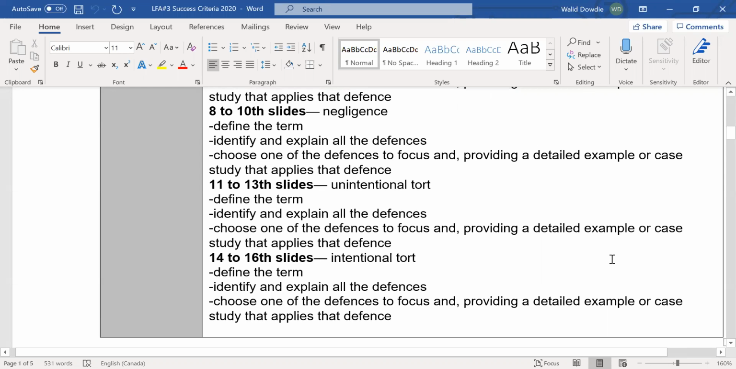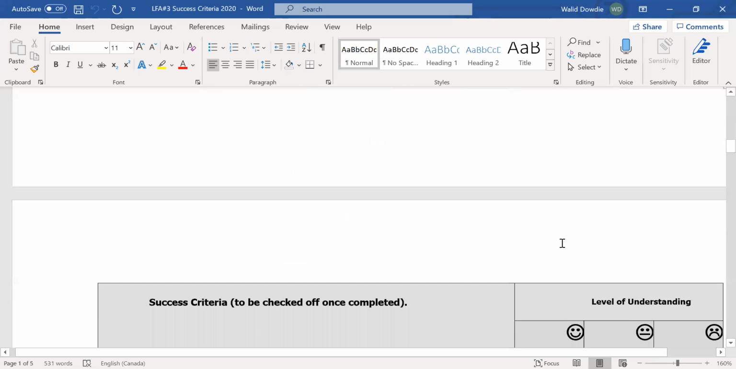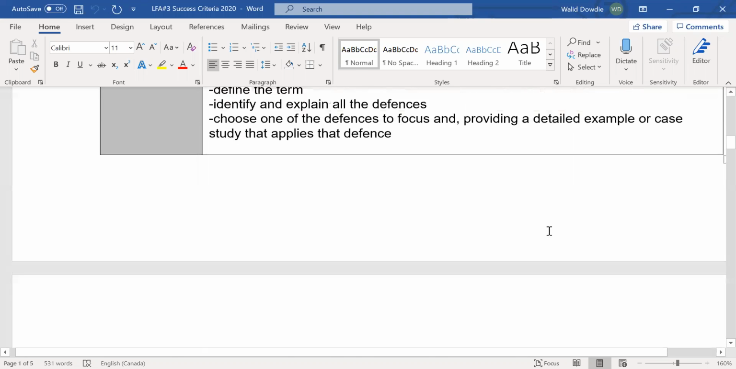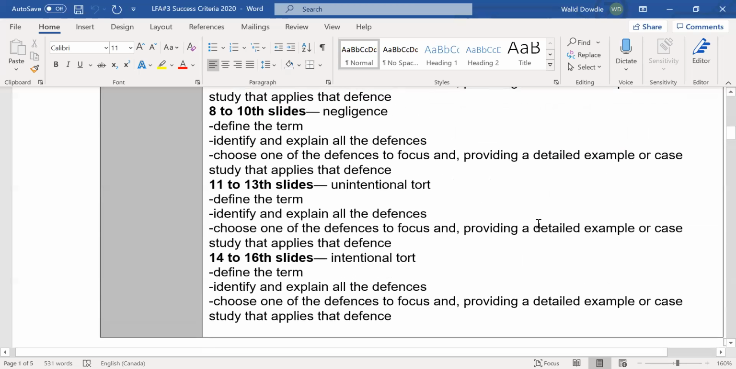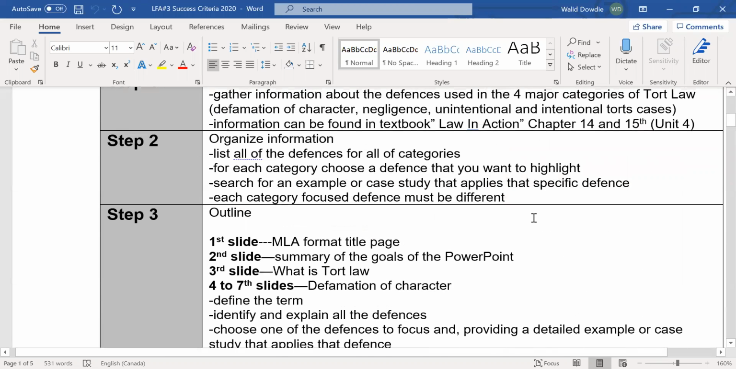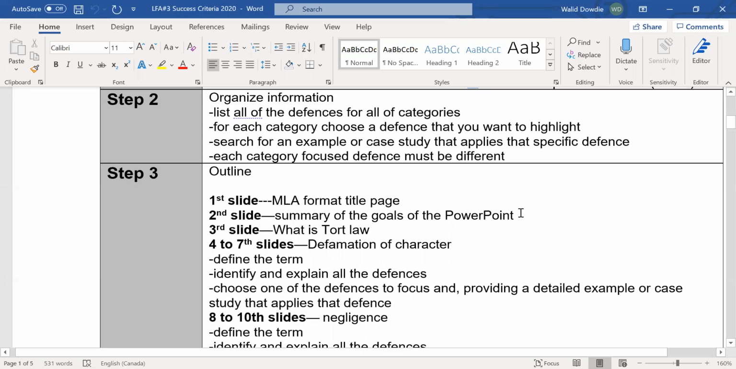Slides 14 and 16, do the same thing with intentional torts, and again, you are explaining all the defenses and then focusing on one with either a case study or a detailed example of how the defense applies in court, right? And then you're done. So that's the structure of how it's supposed to be done. Does anyone have any questions about this specific assignment?